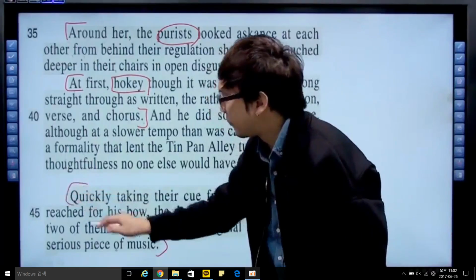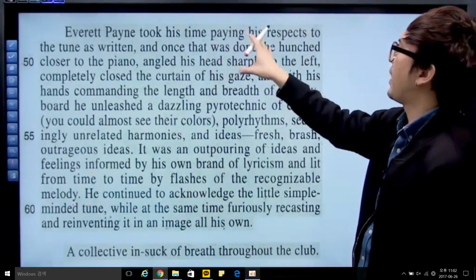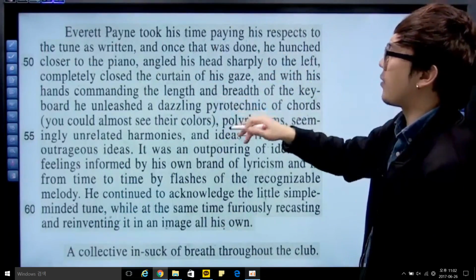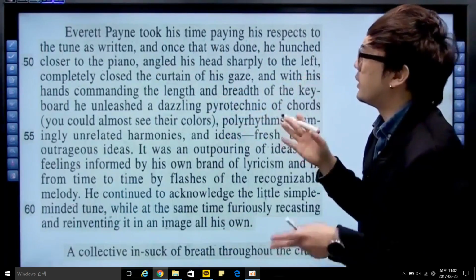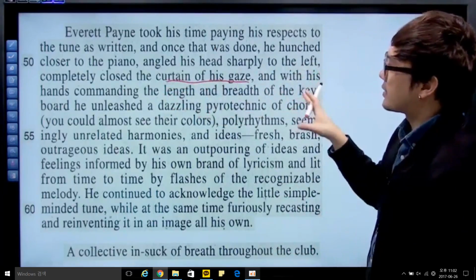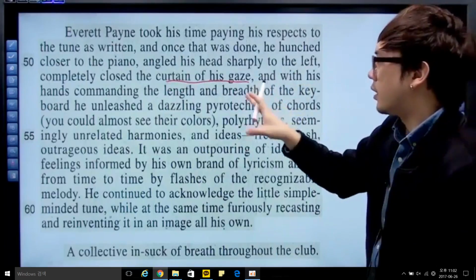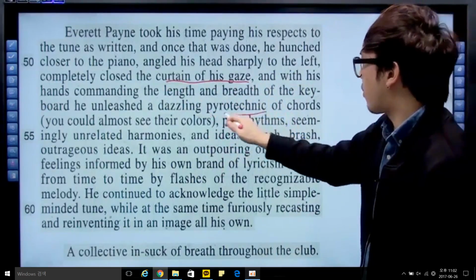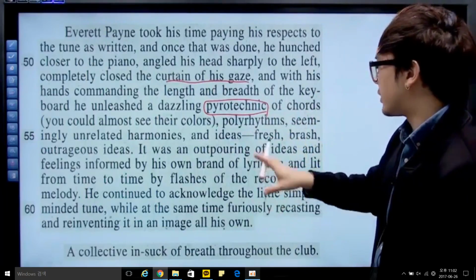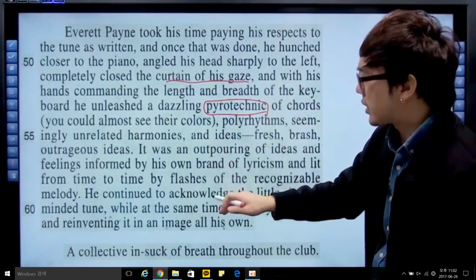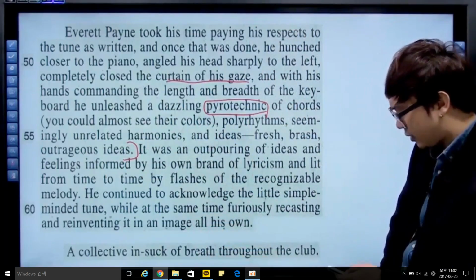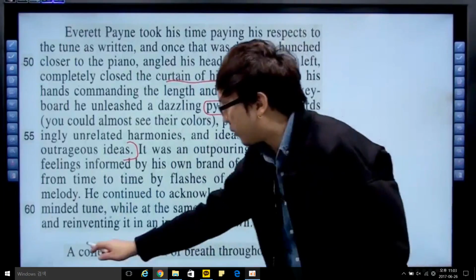You get that idea. And then Everett Payne took his time paying his respects to the tune as written, and once that was done, he hunched closer to the piano, angled his head sharply to the left, completely closed the curtain of his gaze, meaning closed his eyes, and with his hands commanding the length and breadth of the keyboard, he unleashed a dazzling pyrotechnic, very flashy, of chords, right? Polyrhythms, seemingly unrelated harmonies and ideas, and fresh and brash, outrageous ideas. So he was going crazy now. A collective intake of breath throughout the club, meaning everybody was holding their breath, right?